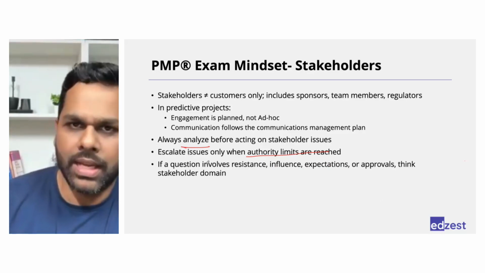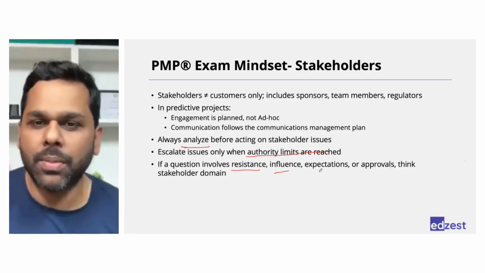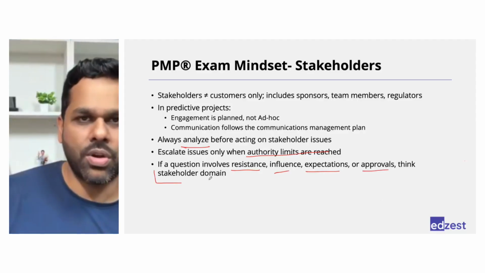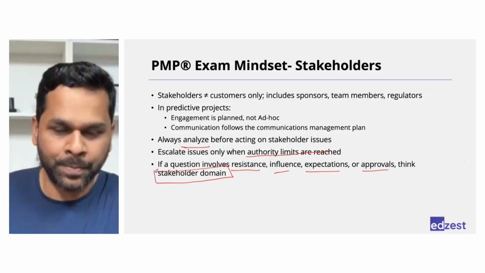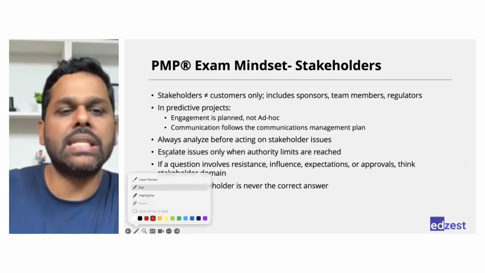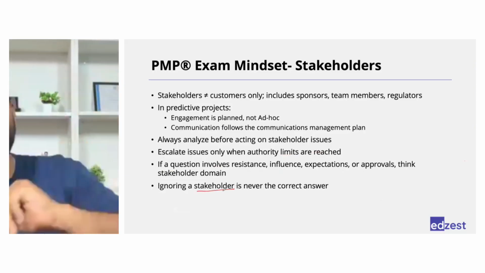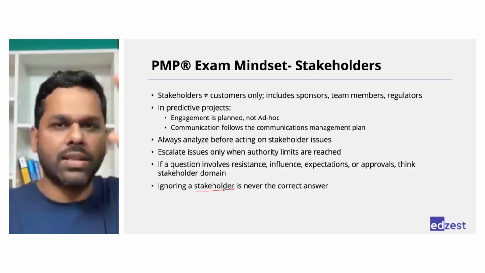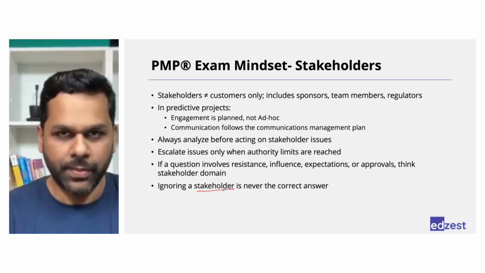Any question that talks about resistance from somebody influencing the result of the project, any expectations, any approvals, think about the stakeholder domain. Know that they are talking about the stakeholder performance domain. Last point, never ever ignore any stakeholder's concern. Any option that talks about ignoring things or continuing the work, they will not always say to ignore it. They will say, okay, the situation was there, now continue the work. Not good.